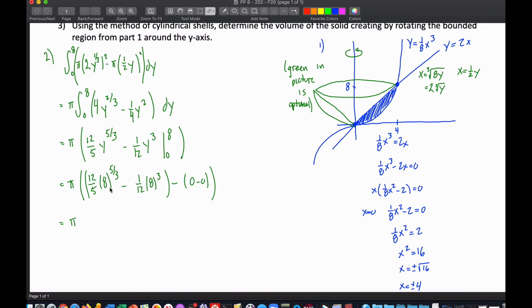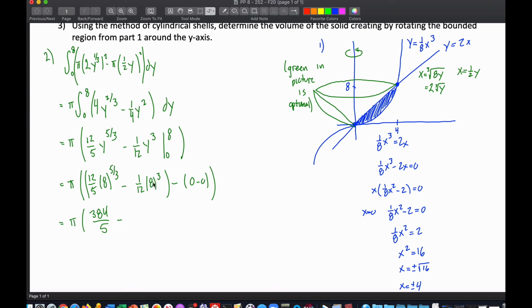Let's see if we can do any tricks to evaluate this huge mess of an expression. 8 to the 5/3 power. Well, let's take care of the 3 first. This 3 in the denominator means the cube root. The cube root of 8 is just 2. So I get 2 to the 5th power. 2 to the 5th power is equal to 32. So I got 32 times 12/5. Well, 32 times 10 is 320, and 32 times 2 is 64, and 320 plus 64, I think that's 384, although if I messed that up, I wouldn't be shocked.